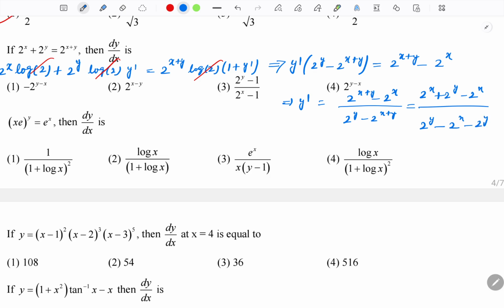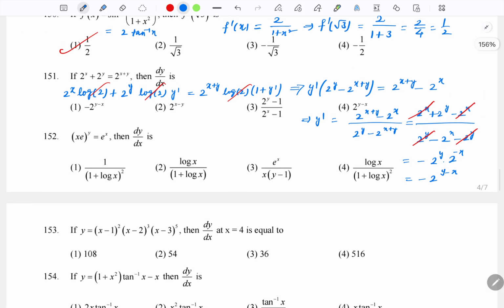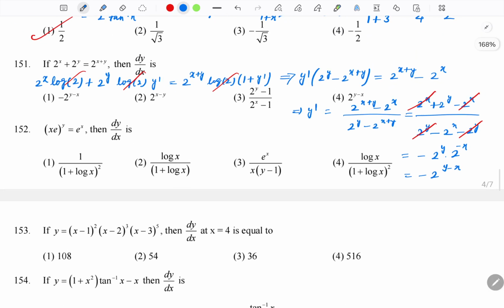Then what is your observation? Here both 2 power x and 2 power y cancel. Then the remaining terms are plus into minus, giving minus. If I move 2 power y into 2 power minus x upside, it means minus 2 times 2 power y minus x. So where is my option? It is option number 1, right?